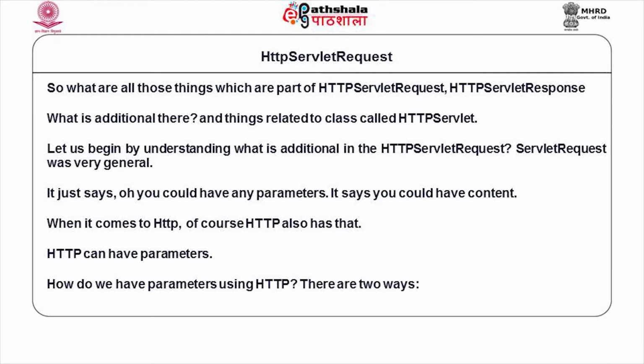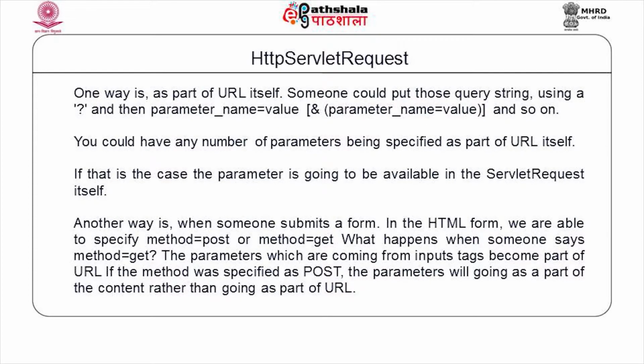So, let us begin by understanding what is additionally there in the HTTPServletRequest. ServletRequest was very general. It just says you could have any parameters, and you could have content. Of course, HTTP also has that. HTTP can have parameters. How do we have parameters using HTTP? There are two ways. One is as part of the URL itself: someone could put a query string, a question mark, parameter name equal to value, ampersand, parameter name equal to value. You could have any number of parameters specified as part of the URL itself.